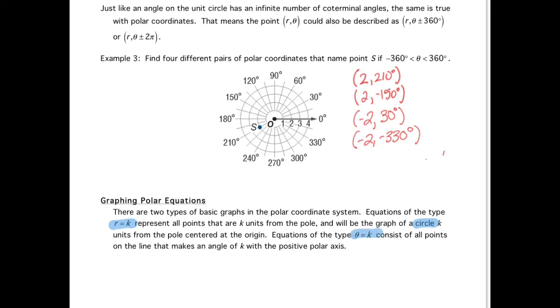So that's all the points that are on the line that make an angle of k with the positive polar axis. Lots of times kids, when they graph these, they only graph one side of it. It needs to be a line, not a ray. So make sure you go to the positive values and the negative values.